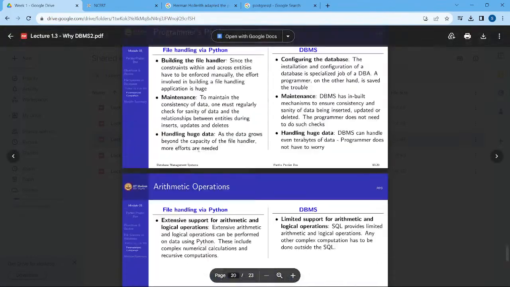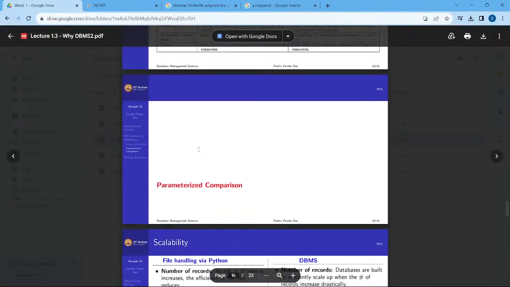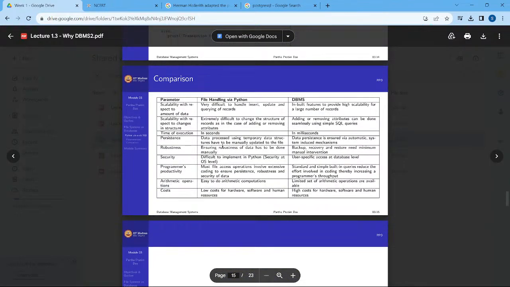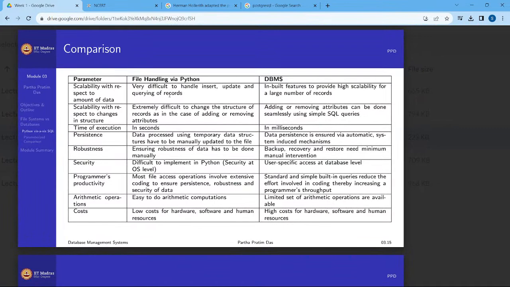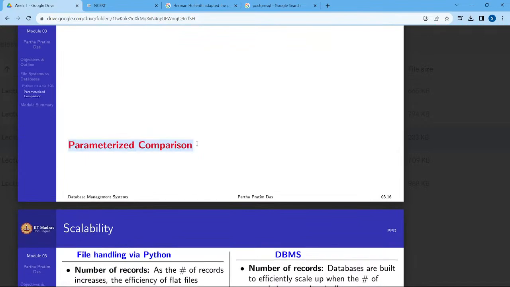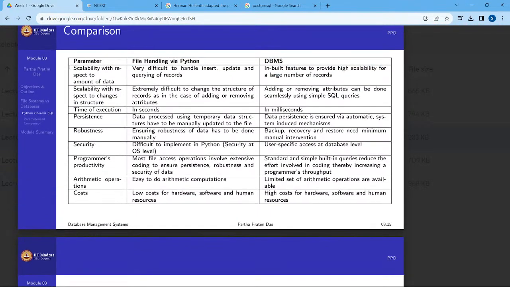The slides after that particular table just contain an in-depth explanation of each and every parameter, a parameterized comparison. It would take the scalability parameter and compare Python file handling and DBMS thoroughly. I don't think you need that much explanation, and I would invite you to read it on your own, as that won't help us in this particular session. For this session, we only need this table.